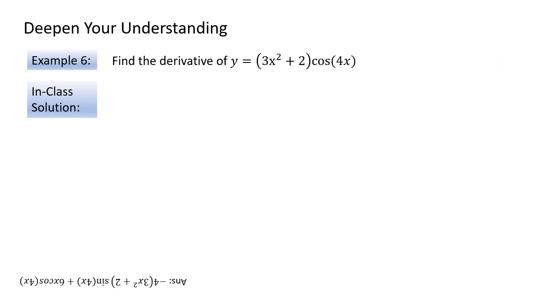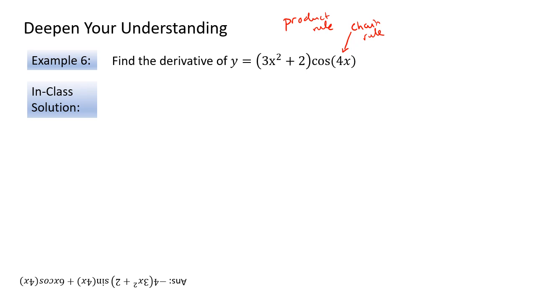So our last example, we find the derivative of y equals 3x squared plus 2 times the cosine of 4x. So you'll see here, two functions multiplied together, meaning we have to use the product rule. And you'll also see that cosine, okay, is not just x in the brackets. So we'll have to use the chain rule for that function.